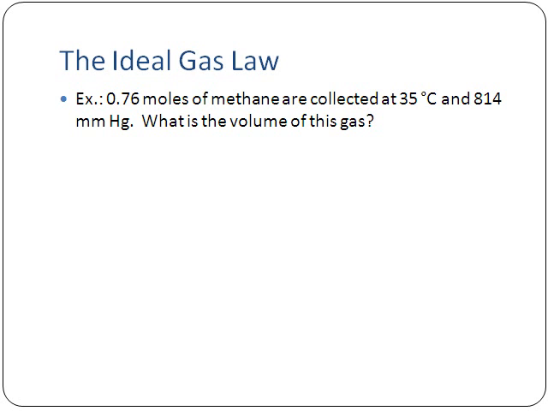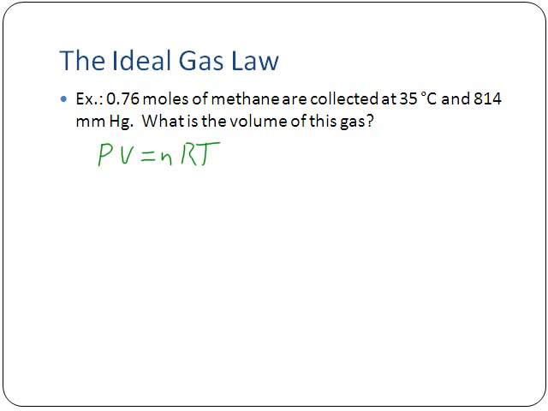So 0.076 moles of methane gas are collected at 35 degrees Celsius and 814 millimeters of mercury. So the question is, what is the volume of this gas? To do this, we say this gas is basically not changing from one thing to another. Since it's not changing, we're going to use the ideal gas law. And so PV equals nRT.